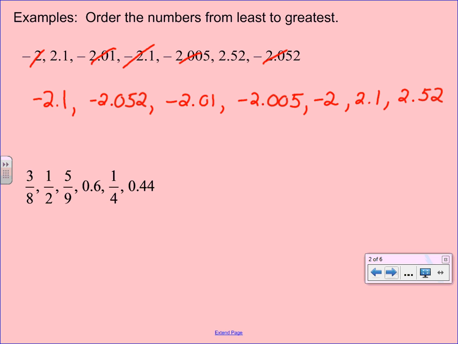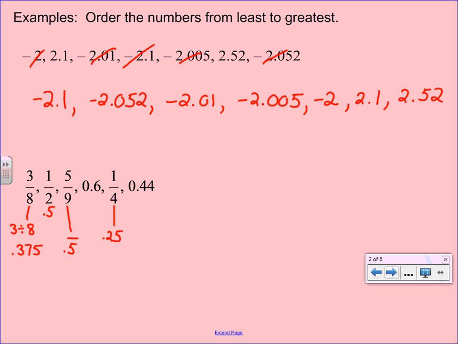The next list is a little bit tricky because it's got fractions and decimals. So the first thing I'm going to do is convert all of these fractions to decimals. To do that, you take your calculator and you type in 3 divided by 8. That's going to give you 0.375 as a decimal. Most of you know that 1/2 is 0.5. If you do 5/9, that would give you 0.5 repeating, which we talked about the other day. You just use a bar above the 5 to show that that goes on. 0.6 is already in decimal form. 1/4 would be 0.25. And then 0.44 is already in decimal form.